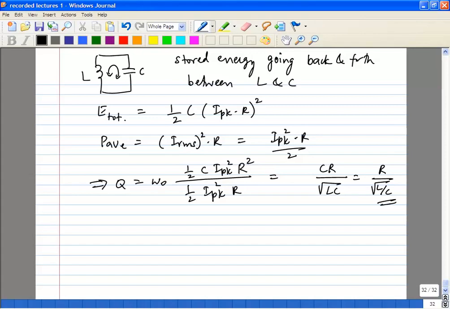And an intuitive check is, if let's say your resistance is infinite, that means there is no power dissipated in the system. What that means is your Q should be infinite, and that makes sense here, right? As R tends to infinity, Q also tends to infinity, and root L over C is the characteristic impedance of the network.